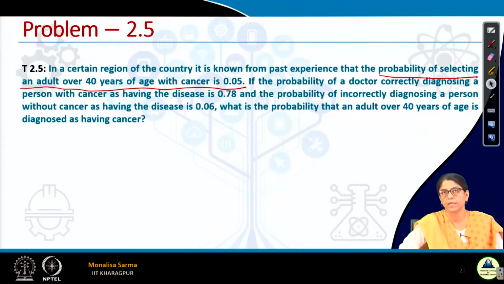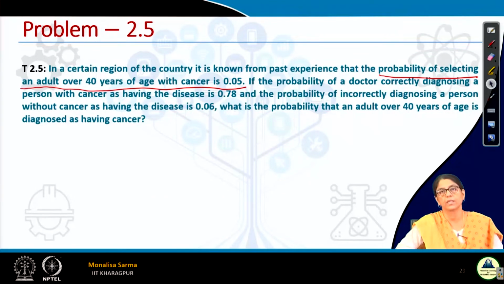If the probability of a doctor correctly diagnosing a person with cancer as having the disease is 0.78, that means the person has cancer and the doctor has diagnosed that he has cancer. That means given that the person has cancer, the doctor has diagnosed that he has cancer. Okay, conditional probability. And the other one is the probability of incorrectly diagnosing a person without cancer as having the disease. That means given that the person does not have cancer, but the doctor has diagnosed that he has cancer.